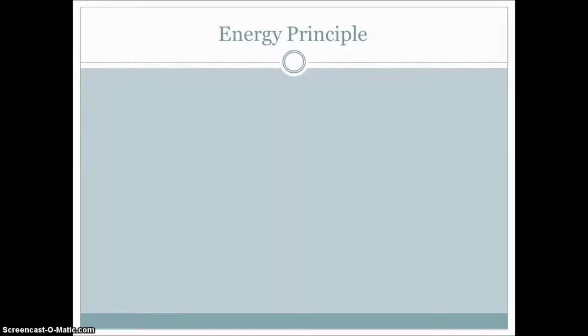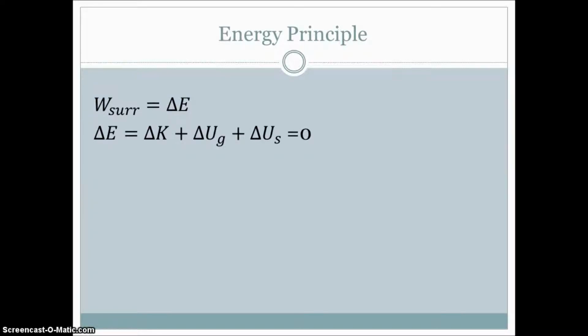The second fundamental principle used was the energy principle, which states that change in energy of a system is equal to work done by the surroundings on the system. In our case, three types of energies make up the total energy E: kinetic energy of the mass, K, gravitational potential energy, UG, and potential energy of the spring, US. Taking the mass, spring, and Earth as the system, there's nothing left in the surroundings to transfer energy into the system, and thus total change in energy equals zero. This means that while energy can be converted between these three forms, it cannot be lost from the system to the surroundings.